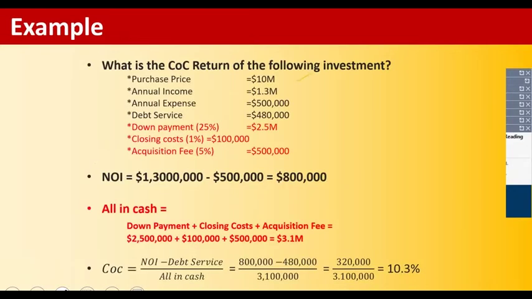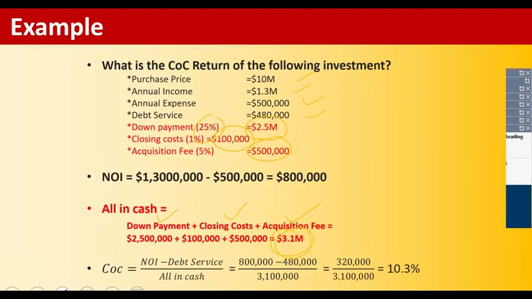Once again, 10 million purchase price, annual income 1.3, your expense is 500,000, your debt service is 480,000. Now in this case, your down payment is 25%, therefore you're investing 2.5 million. Your closing costs are $100,000. Your acquisition fee, a very generous acquisition fee you're paying yourself, is $500,000. Therefore, your total all-in cash is right here. Down payment plus closing fee plus acquisition fee, 3.1 million bucks.